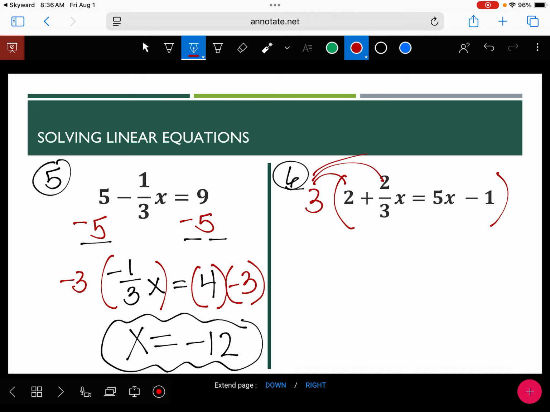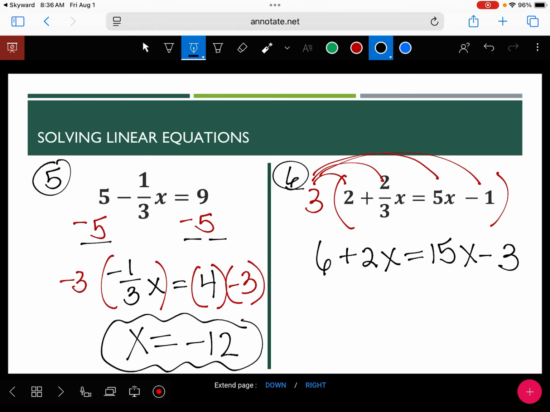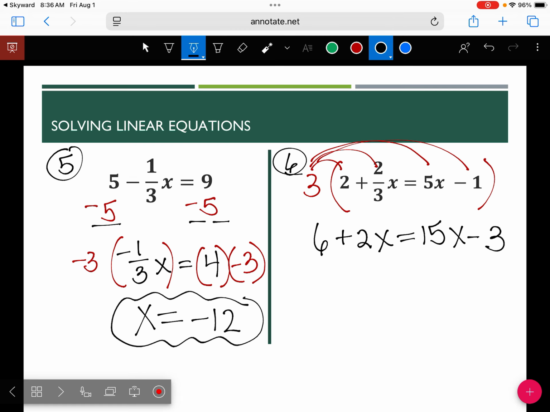So if you did it a different way, let's talk about this method. And why do you think I multiplied by 3? That's my denominator, yeah. So when I take 3 times 2, I get 6. 3 times 2/3 is just 2. 3 times 5x is 15x. 3 times 1 is 3. So that equation is a lot easier for us to solve. Now we don't have to worry about a fraction at all. So go ahead and solve it out.